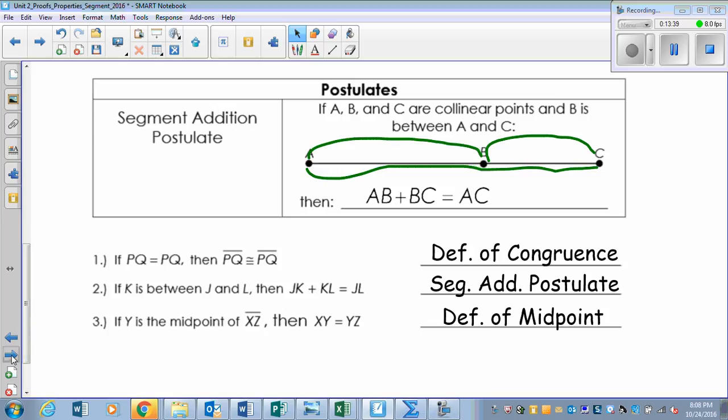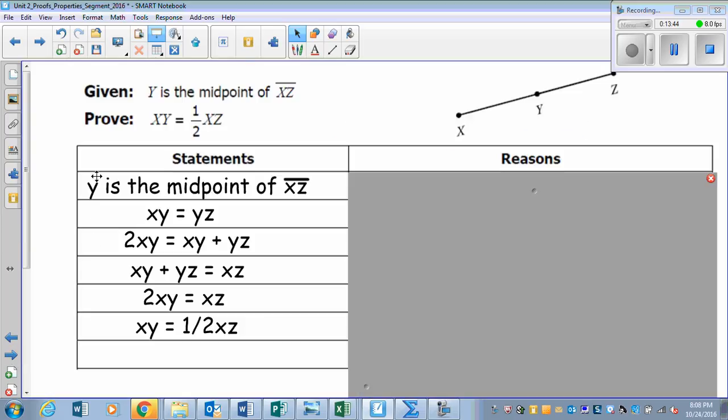All right, so again, I want you to get out or use your scrap piece of paper. Here we have our image XYZ, on a collinear line here, and we're given that Y is the midpoint of XZ, and we want to prove that XY is equal to 1/2 XZ. So we have our statements here, and I want you to give me the reasons for each of those statements based off of what we just learned. All right, so pause this video and take a minute or 2 to do that, and then restart the video.